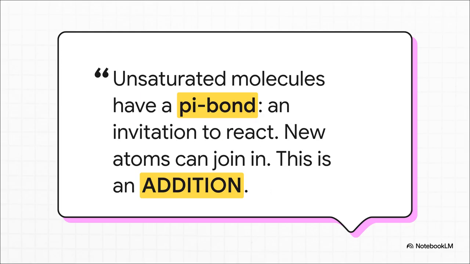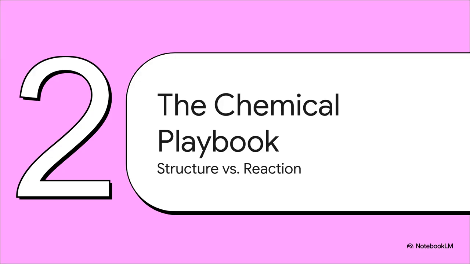But the unsaturated molecules? Totally different story. That weak pi bond is like an open invitation, a welcome mat for other atoms to come and react. New atoms don't need to kick anyone off the bus. They just break that weak bond and join the party. It's an addition, not a swap. There's plenty of room for more. You see? This one difference in their structure creates a completely different chemical playbook for each type.